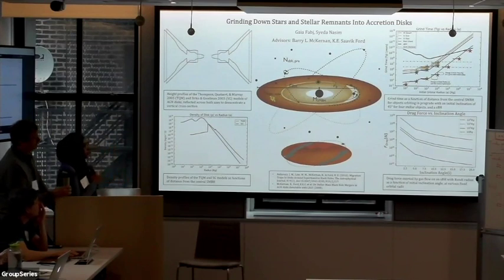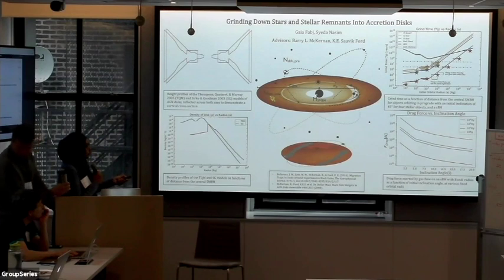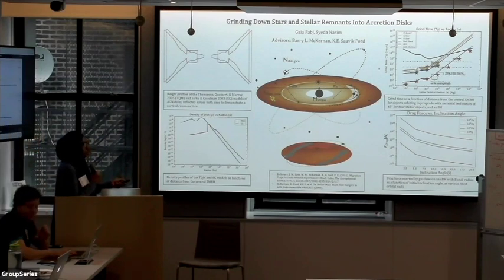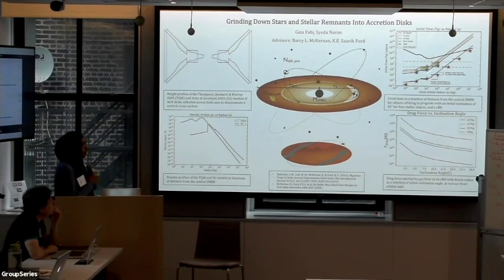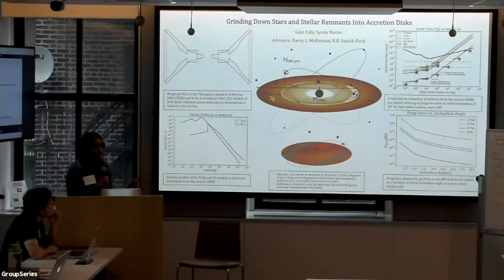So this plot over here is grind time as a function of the initial orbital radius for four different types of stars and an SBH, and the dotted lines represent the lifetime of an AGN. So anything that falls underneath those dotted lines means that it grinds down while the AGN is around, and everything above it doesn't.